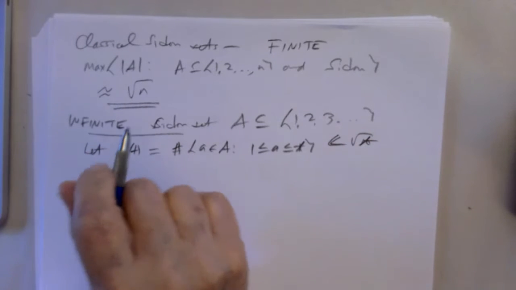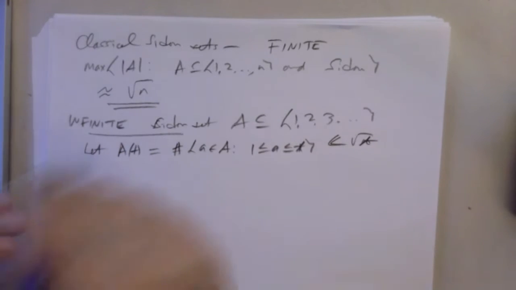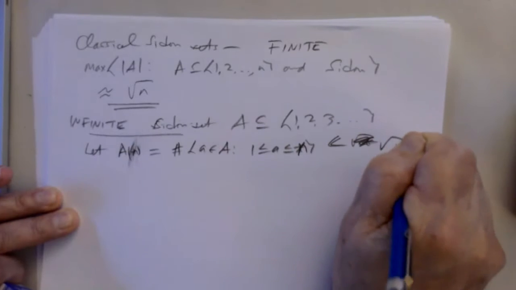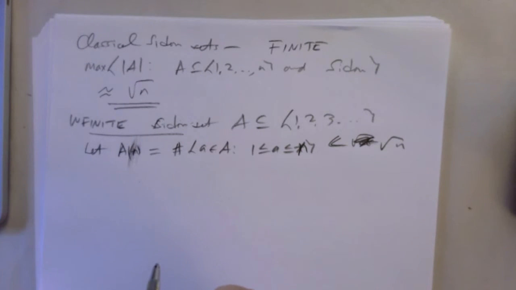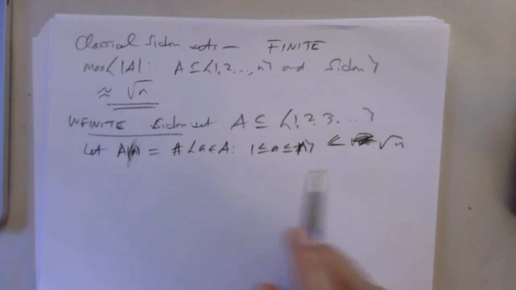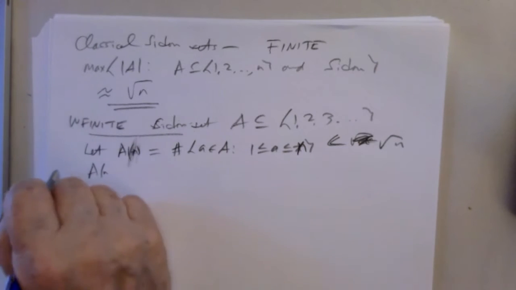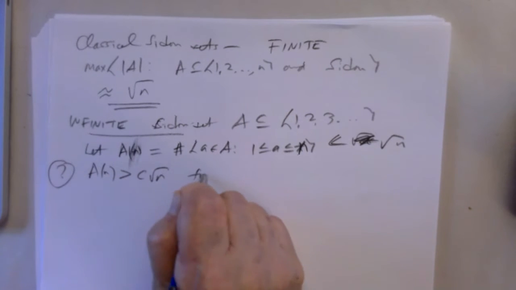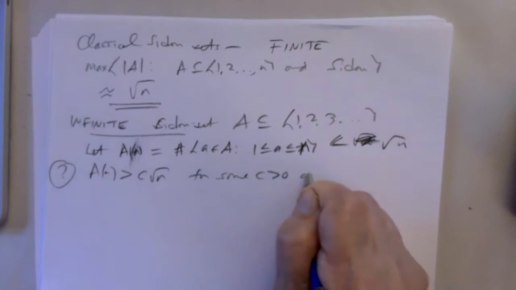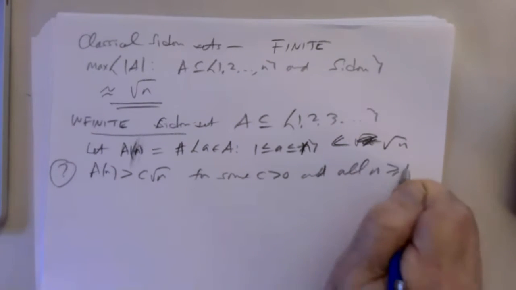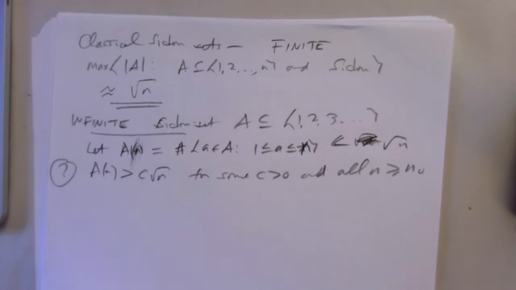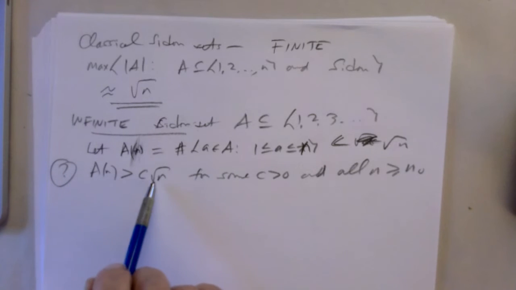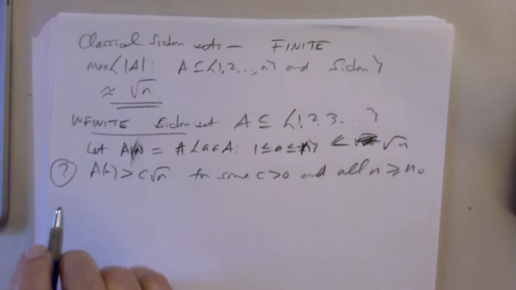Let me write this as just to keep the notation the same, square root of N. And you might try to construct an infinite Sidon set where A(N) is greater than C times the square root of N for some C greater than zero and all N. You can construct finite Sidon sets between one and N which have order square root of N elements. But what about infinite Sidon sets?